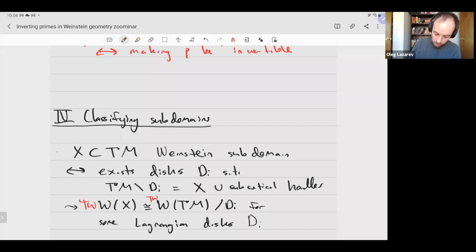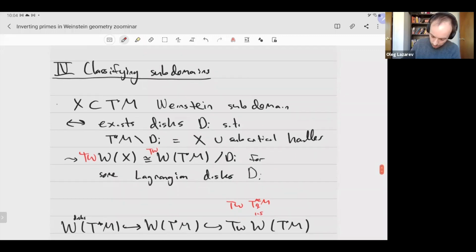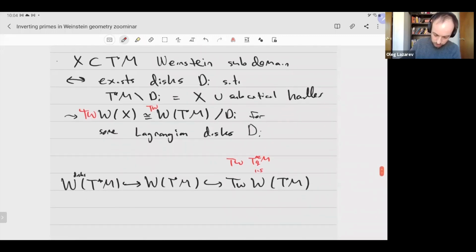So computing the Fukaya category of X just reduces to identifying which objects of the Fukaya category of T star M are isomorphic to Lagrangian disks. So let me mention this inclusion of categories. And why do we take the large thing to be T star M, just for simplicity of computation? Well, it's okay because the result is going to be for T star M, but this discussion so far holds for an arbitrary domain.